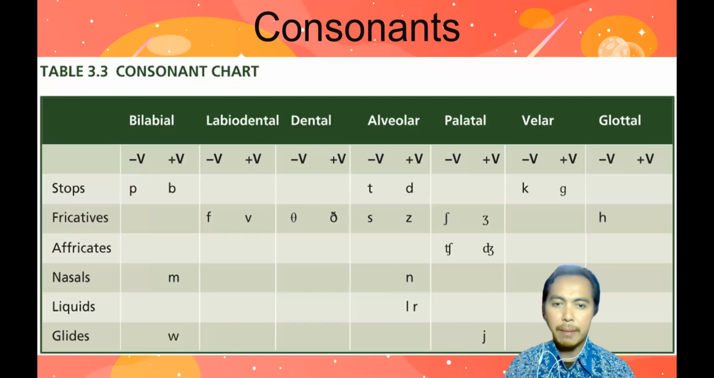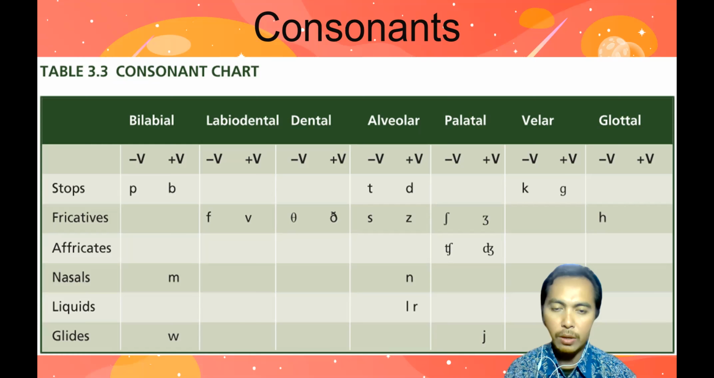So this is an example of a consonant chart. On the left side is the manner of articulation. On the upper part is the place of articulation. And the minus and plus are the distinctions, where minus is voiceless and plus is voiced.